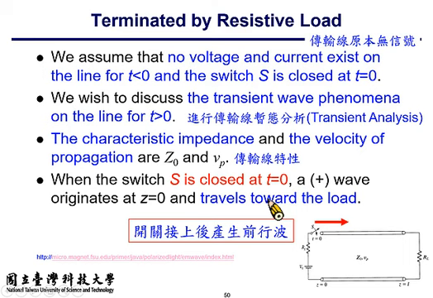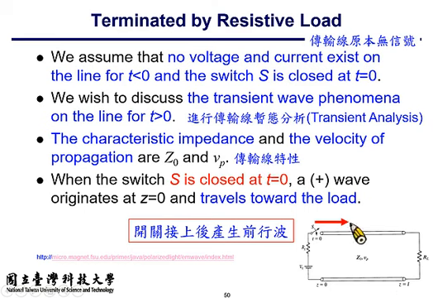我们刚才讲的稳态分析了, transient 的电磁传播, transient wave phenomena on the line for t greater than 0, because at t equals 0, the switch goes on and the battery, the DC voltage source, will start to charge the transmission line in terms of the so-called V plus signal.